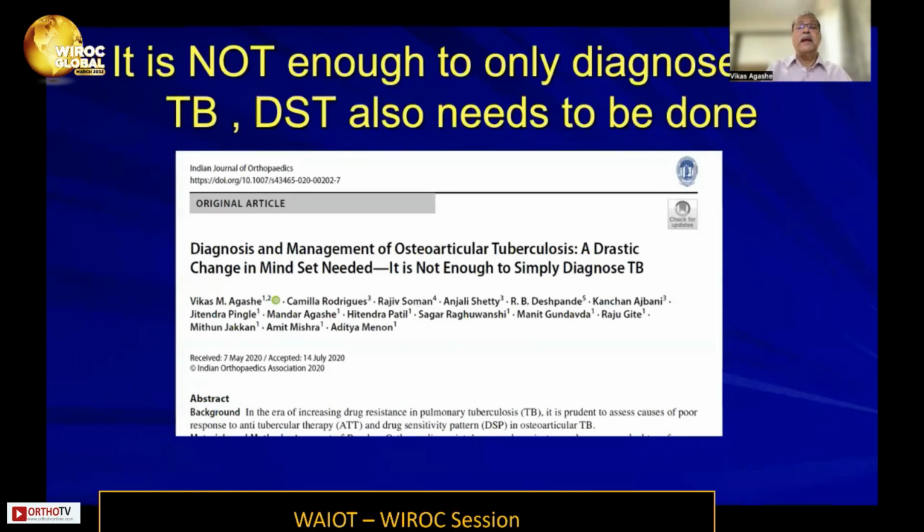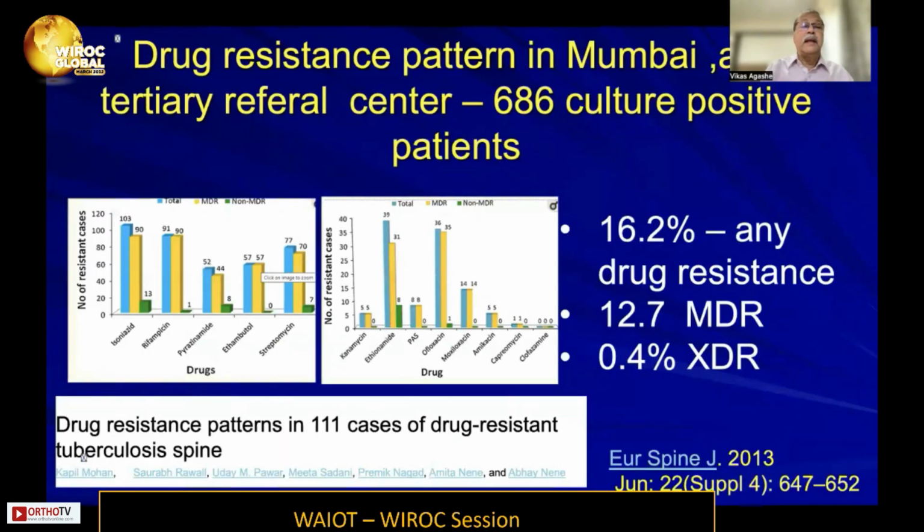This was also brought out in another paper that we had published. It is not enough to diagnose TB. Drug sensitivity needs to be done. Another large series that was published from Mumbai, drug resistance pattern in Mumbai, 686 culture positive patients were analyzed in the tertiary center, and 16% of them had drug resistance. And therefore, just diagnosing tuberculosis is not enough. In endemic areas or all over the world, drug sensitivity needs to be done.